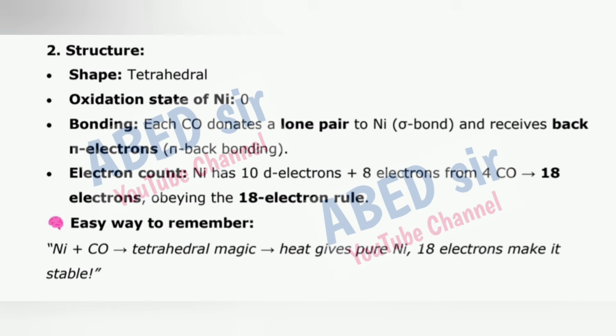Bonding: each CO donates a lone pair to Ni, sigma bond, and receives back pi electrons, pi back bonding. Electron count: Ni has 10 d electrons plus 8 electrons from 4 CO, 18 electrons, obeying the 18 electron rule. Easy way to remember: Ni plus CO, tetrahedral, magic heat gives pure Ni, 18 electrons make it stable.